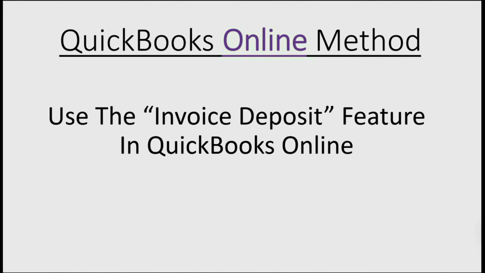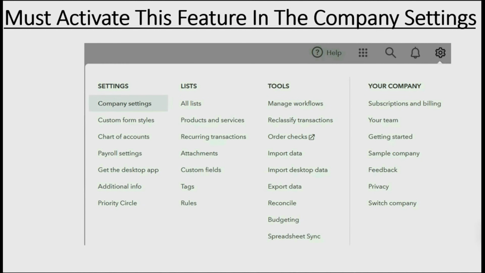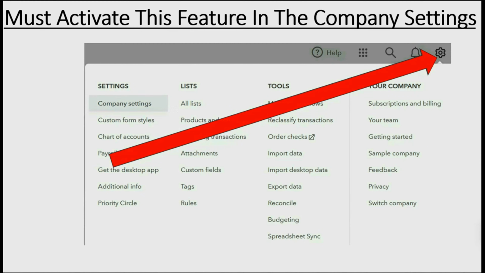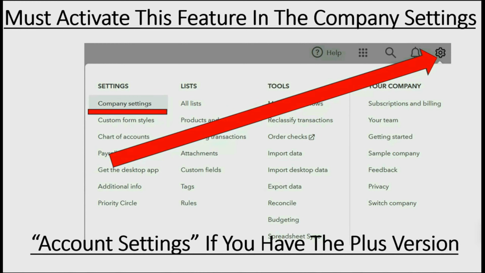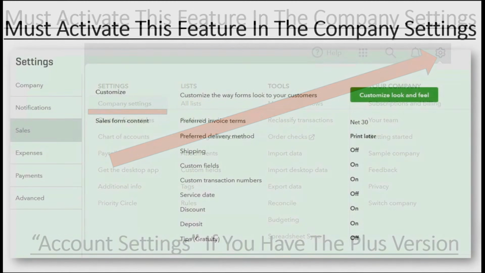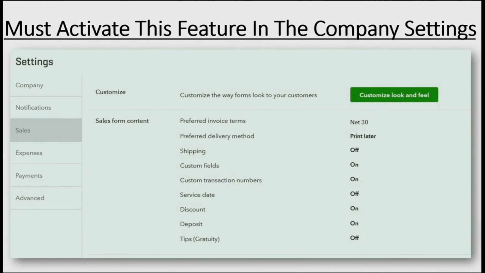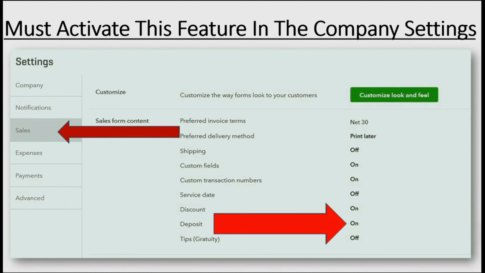And when we use the deposit feature in QuickBooks Online, it must first be activated in the Company Settings window. You see, we click the cog wheel and we click Company Settings, but remember, if you're using the Plus version of QuickBooks Online, it's called Account Settings, but it's in the same place and it does the same thing. Once you open the Settings window, this option is in the Sales category, and all you have to do is click to activate by clicking the word On right next to the word Deposit.